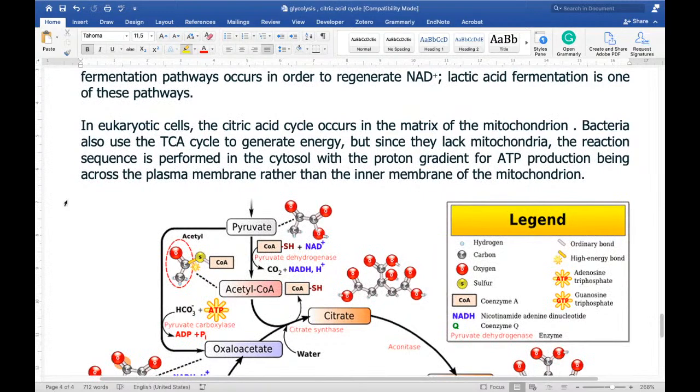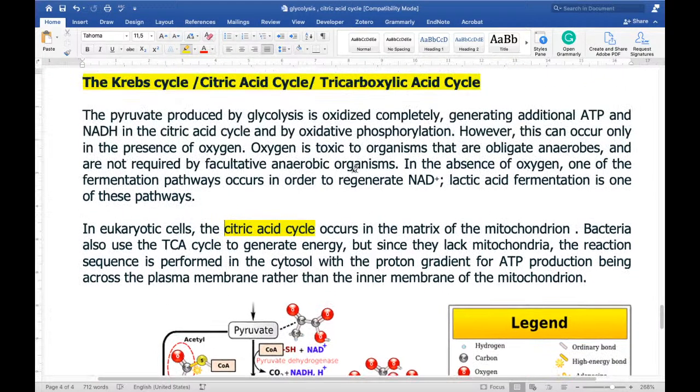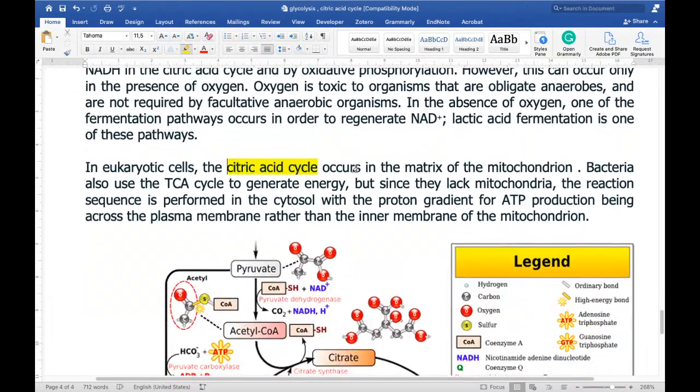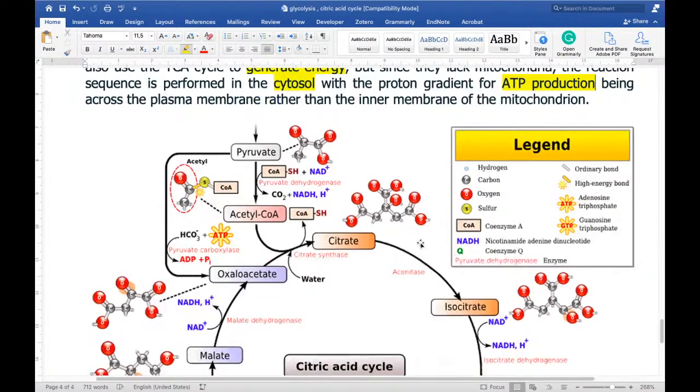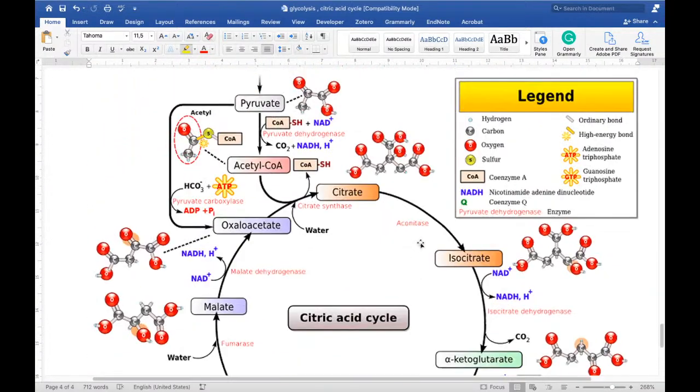So, in this eukaryotic cycle, the citric acid cycle occurs. So we're going to discuss now the citric acid cycle, the next cycle, the Krebs cycle or TCA cycle, tricarboxylic acid cycle. And this is happening in the matrix of the mitochondria, and bacteria use this TCA cycle to generate energy, but they don't have mitochondria, so the reactions take place in the cytosol with the proton gradient for the ATP production. So let's discuss this very nice citric acid cycle here.